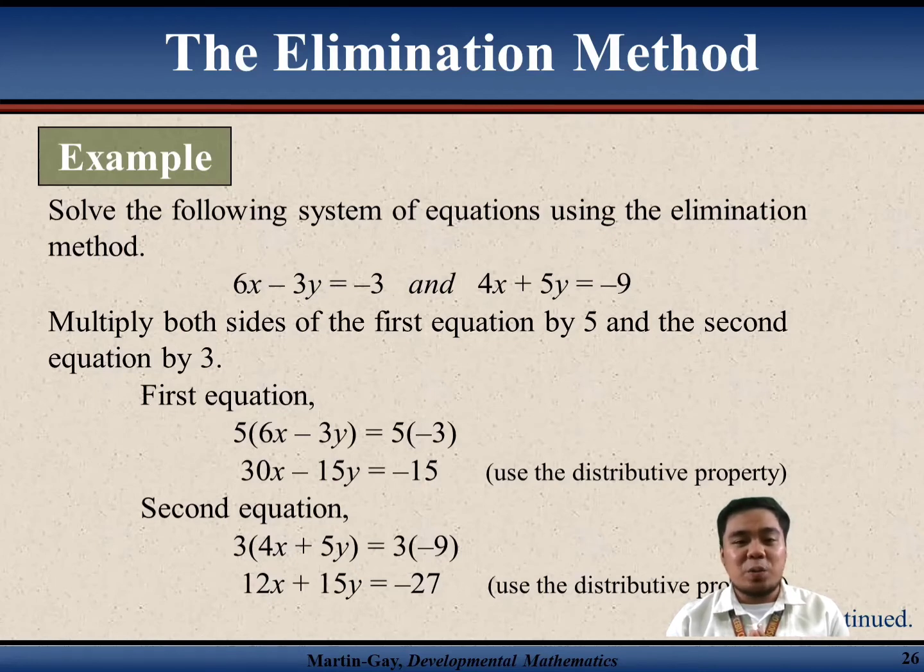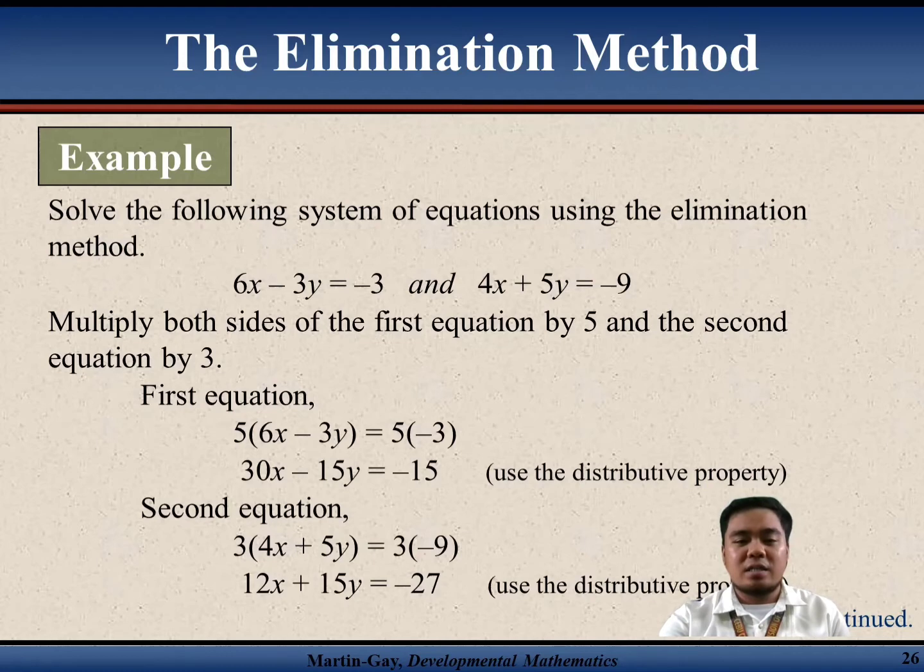So what I am going to do, I will multiply the first equation by 5 and the second equation by 3. So what is the result if I multiply 6x minus 3y is equal to negative 3 by 5? That will become 30x minus 15y is equal to negative 15. And what will be the result if I multiply 4x plus 5y is equal to negative 9 by 3? That will become 12x plus 15y is equal to negative 27.